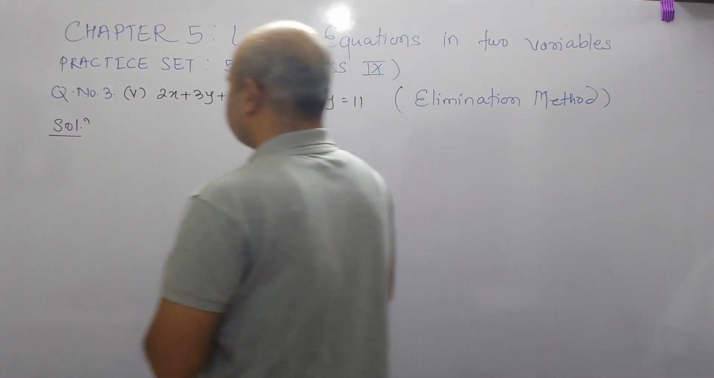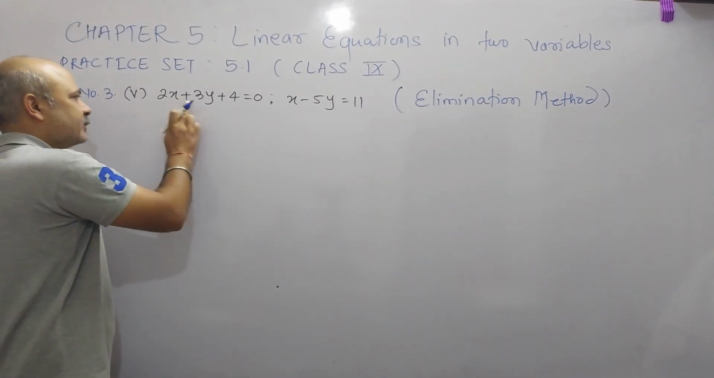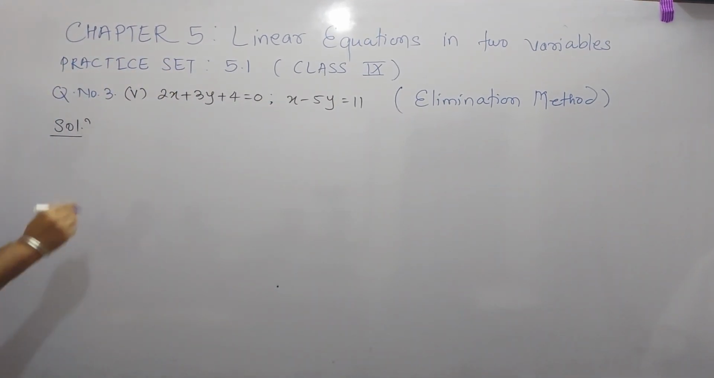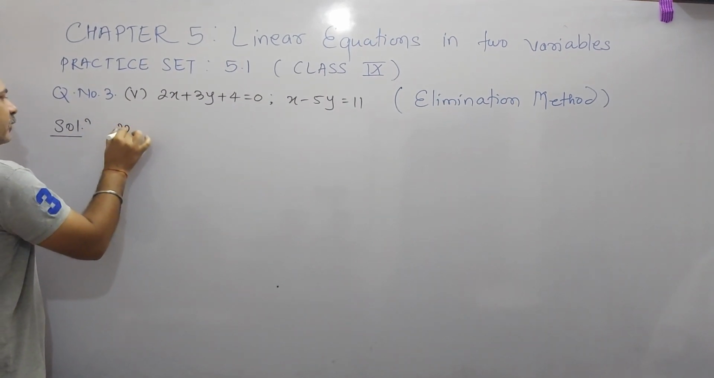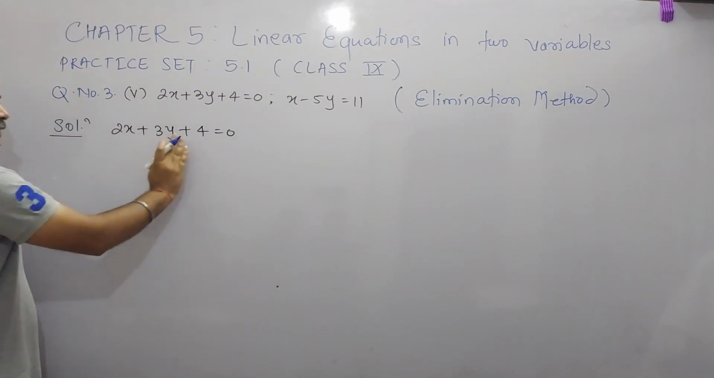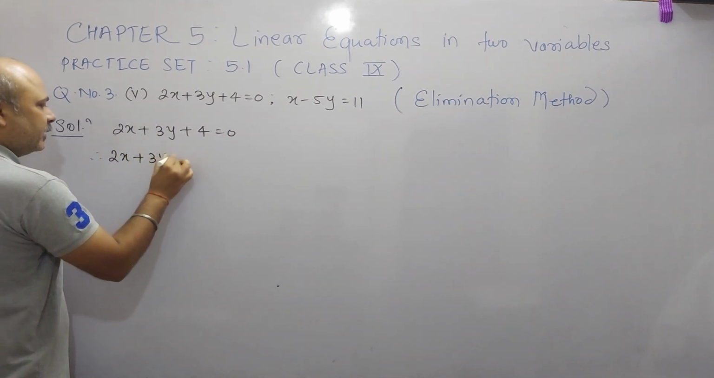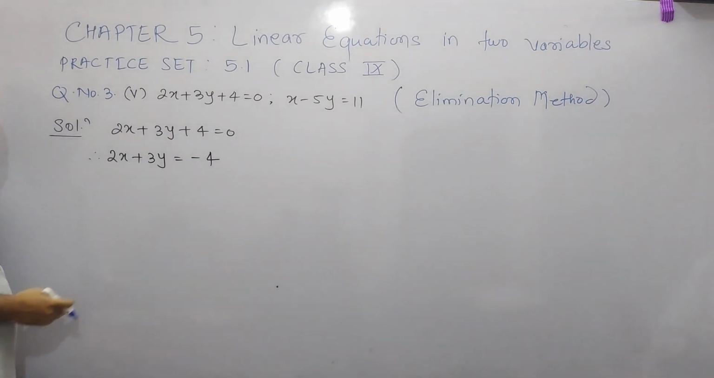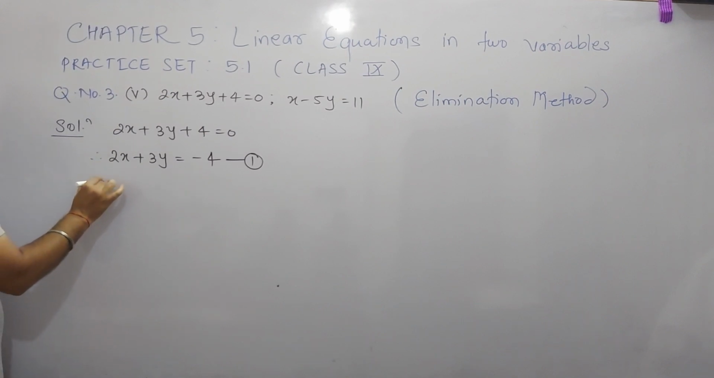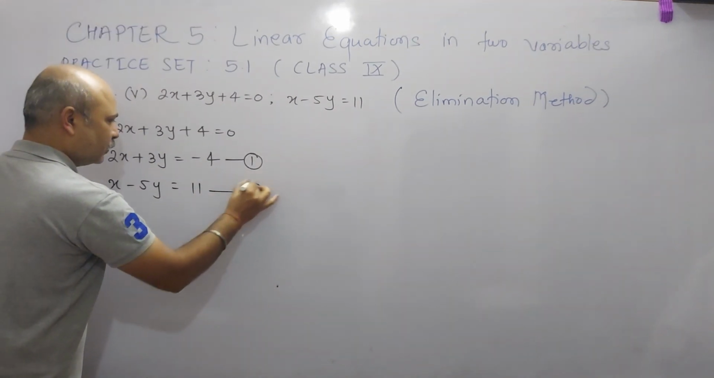Now student, the fifth question. So what is the fifth question? 2x plus 3y plus 4 is equal to 0 and x minus 5y is equal to 11. Similarly, we will start the solution. 2x plus 3y plus 4 is equal to 0. Now we will transfer this plus 4 to the right hand side. Therefore, you will get 2x plus 3y is equal to minus 4. So plus 4 becomes minus 4. This is equation number 1. The second equation is x minus 5y is equal to 11. This is equation number 2.